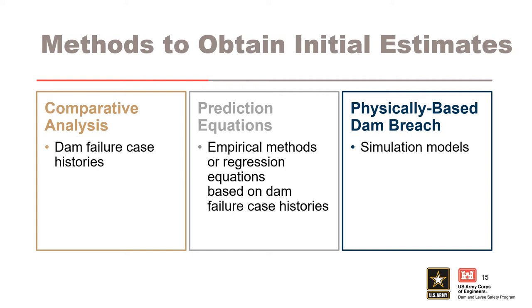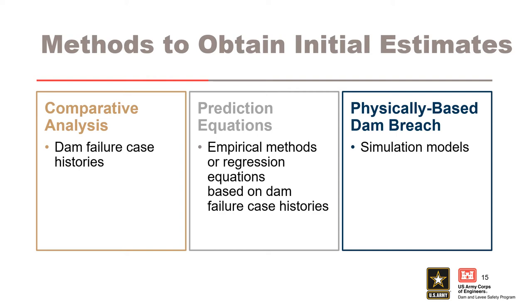Potential breach characteristics can be estimated in several ways, including comparative analysis, which is comparing your dam or levee to historical failures of similar size, materials, and water volume. Regression equations, which are equations developed from historical failures to estimate peak outflow or breach size and development time. Utilization of velocity or shear stress versus erosion rates in physically based computer models or software that attempts to model the physical breaching process using sediment transport erosion equations, soil mechanics, and principles of hydraulics.